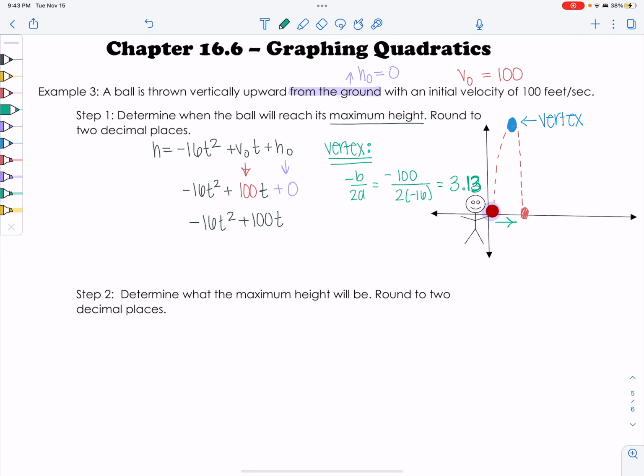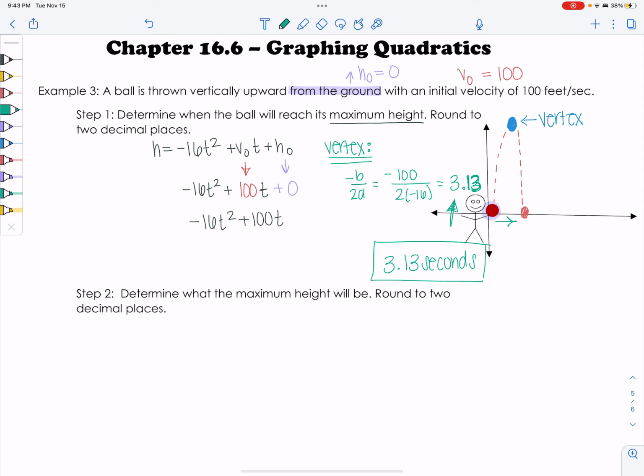Now the x-coordinate is here. I'm looking for when the ball will reach its maximum height and what its maximum height is. So here's my when, because that's my time: 3.13 seconds. The maximum height is going to be the y-coordinate, because that's how high up on my graph I went. And so the y-coordinate is found by plugging that 3.13 in for x into my equation.